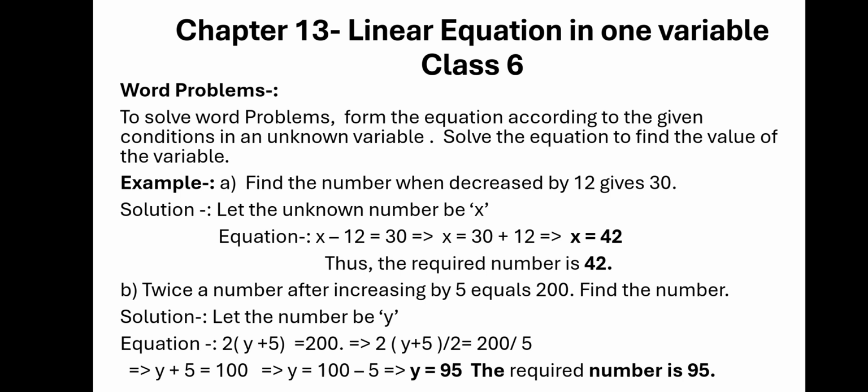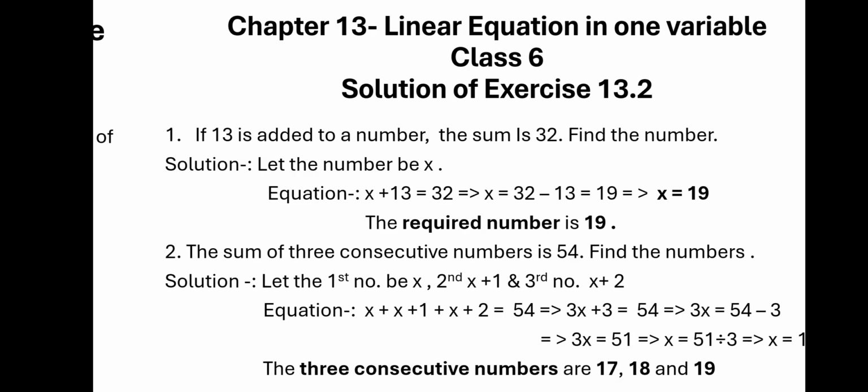Now we have to divide both the sides by 2, because you can cancel that instead of opening the bracket. So y plus 5 equal to 100, because 200 divided by 2 is 100, and that implies y is equal to 100 minus 5, and therefore y is equal to 95. So the required number is 95.